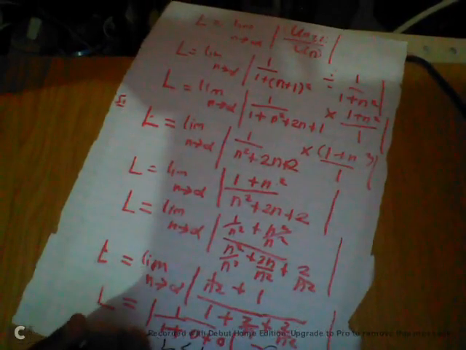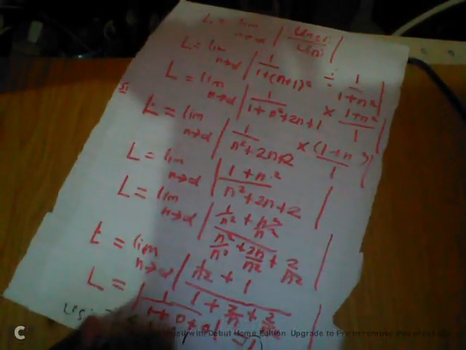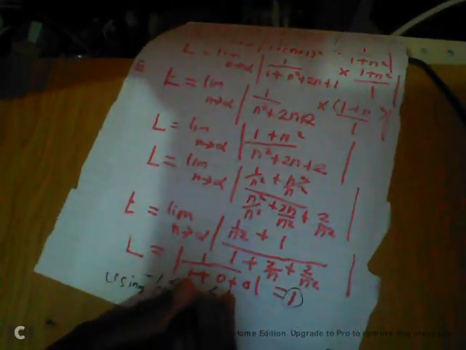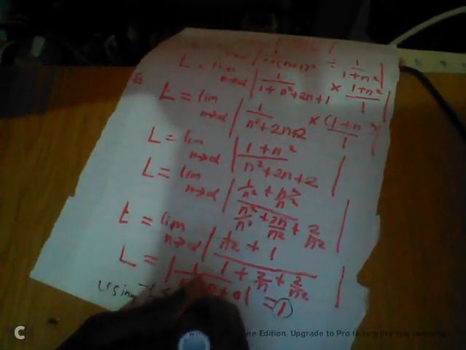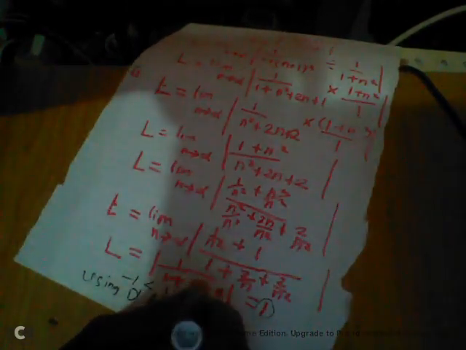So I can just finalize by saying using the ratio test. So the page is finished there.